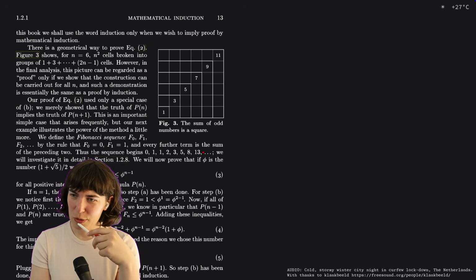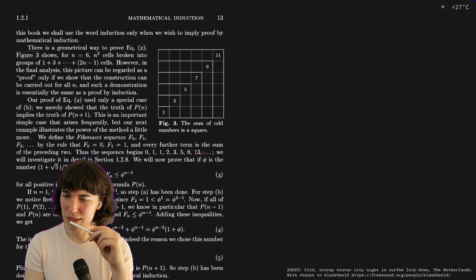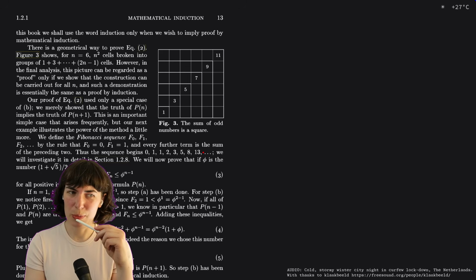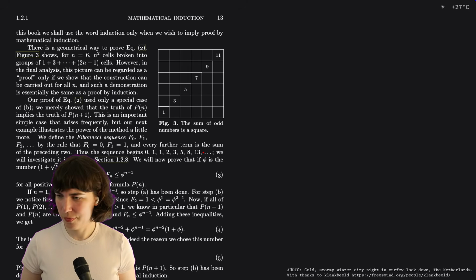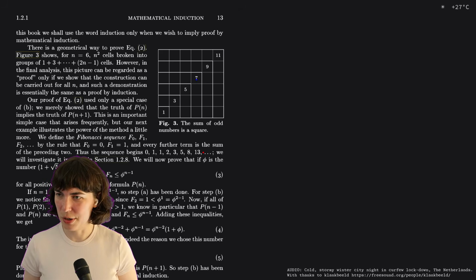There is a geometrical way to prove equation 2. Somebody was mentioning this earlier. Figure 3 shows for n equals 6, n squared cells broken up into groups of 1 plus 3 plus something plus 2n minus 1. Is that happening again? Is that my connection messing around with me again? Alright, let's hope not.